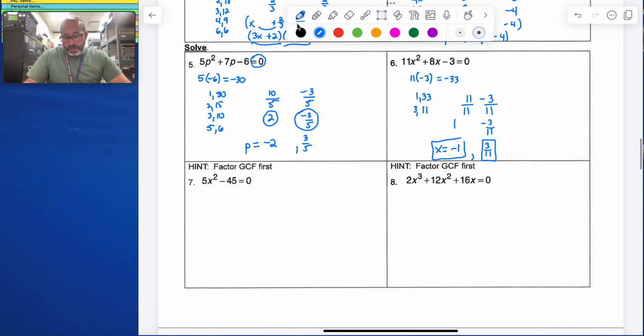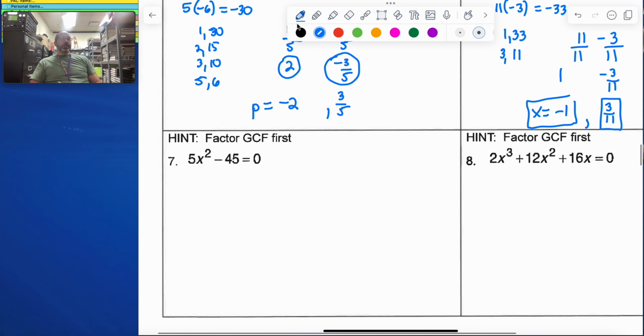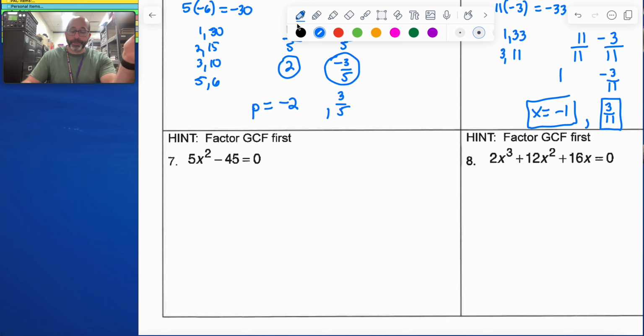All right, now, on number 7 and number 8, they tell us to actually factor out a greatest common factor first. Okay, and this is something we did actually in the last unit. Remember, GCF means what's the biggest number that I could divide everything by? And do they have any x's or y's or whatever the letter is that they have in common? So when we look at this, we do have a 5 in common for both of these.